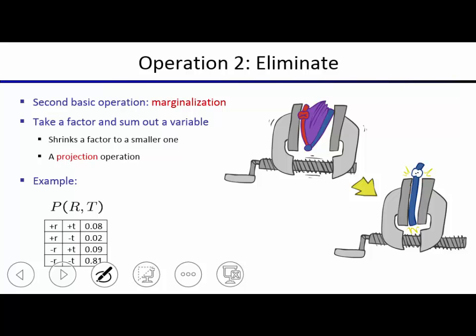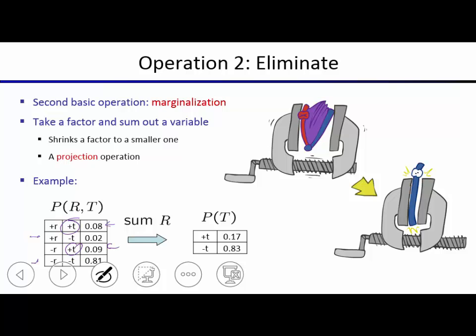Okay, so here is an example. We have a full joint distribution over R and T. We want to sum out over R. What that means is we just retain T to get entries for the resulting table, which only has T in it. The entries for plus T will come from summing together all consistent entries with plus T. So it'll be 0.08 plus 0.09. And then the entry for negative T will come from summing together the entries consistent with negative T. And here is our resulting table. So any entry comes from summing together the consistent entries in the table we started from.